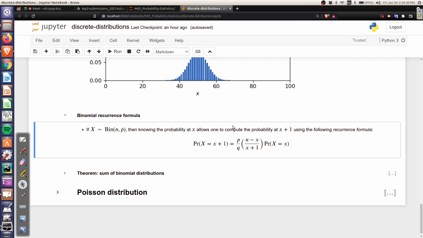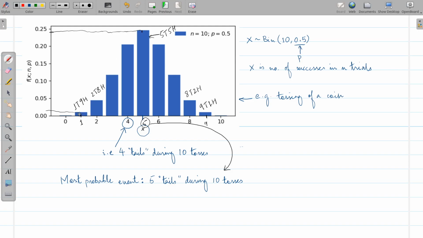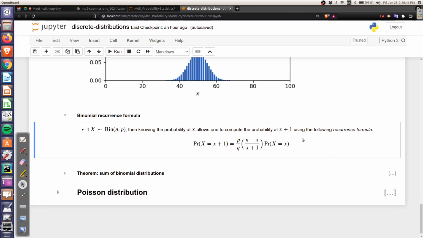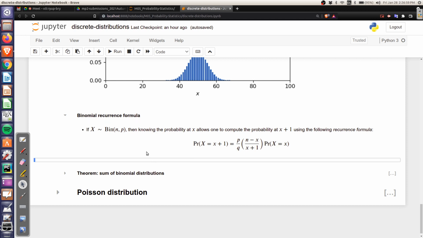So for instance, if I know the probability at x equals 1, I can find out the probability at x equals 2. And knowing that, I can find out the probability at x equals 3. And knowing this, I can find out the probability at x equals 4. So this is known as the recurrence formula, and it is like this. Probability at x plus 1 is equal to p by q times (n minus x) by (x plus 1) times the probability at x. Okay, so that's the recurrence formula.